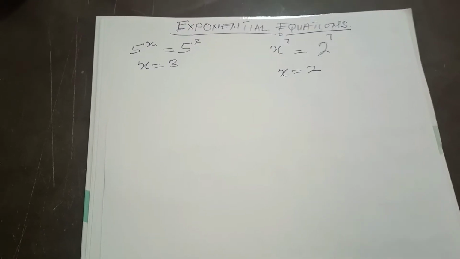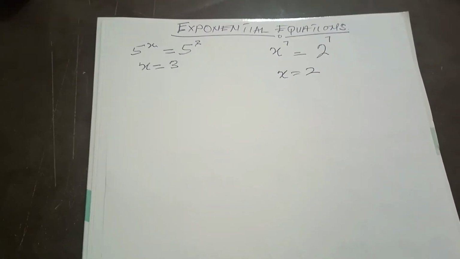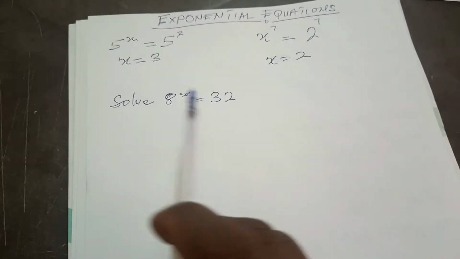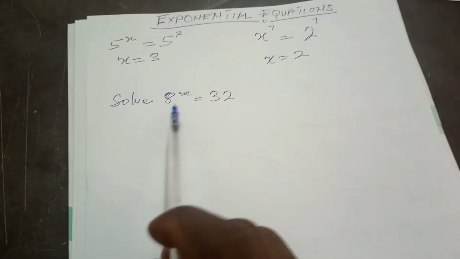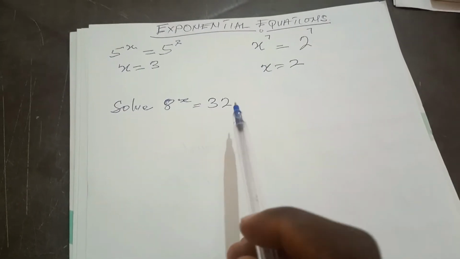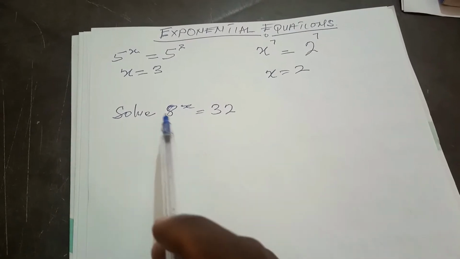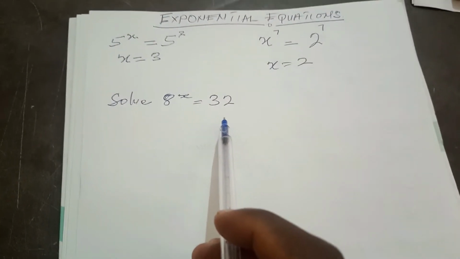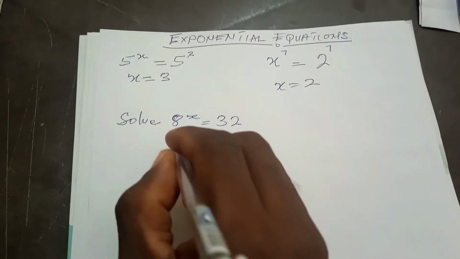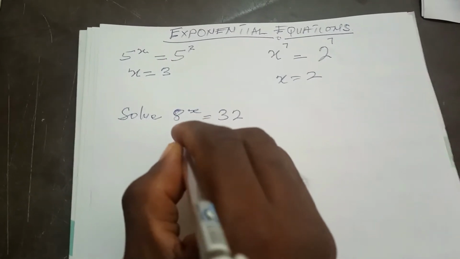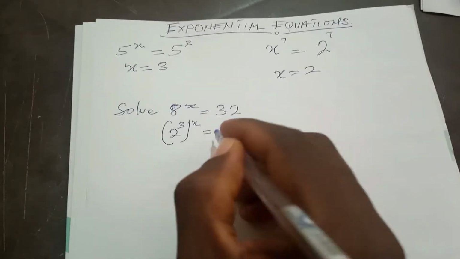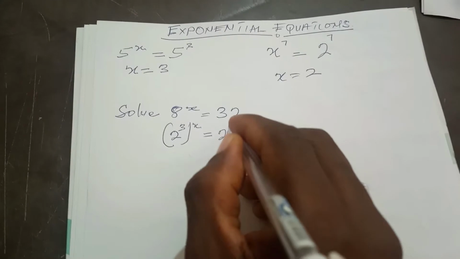Let's take an example. Solve 8 exponent x equals 32. Our aim of solving this equation is to make the base of this left hand side and the base of this right hand side the same so that we can equate the exponents. When we look at the 8 and the 32, we can have a common base which is 2. 8 is 2 exponent 3, and 32 is 2 exponent 5.